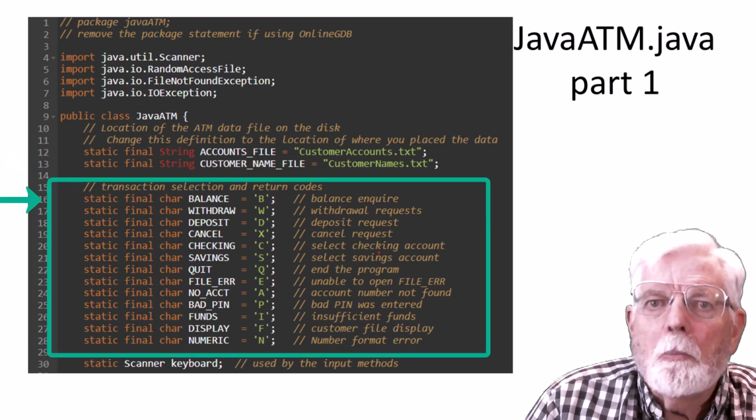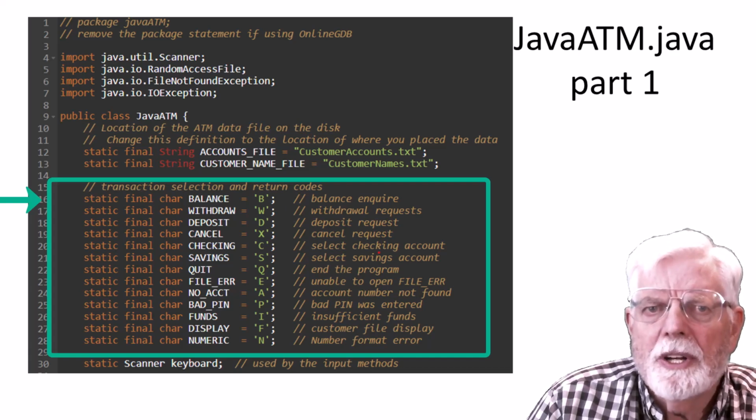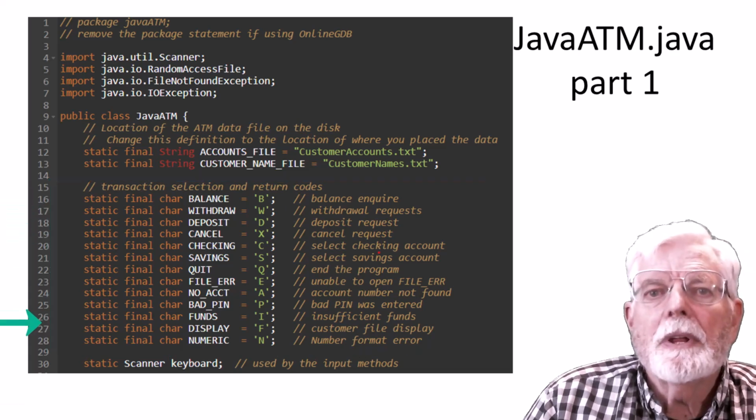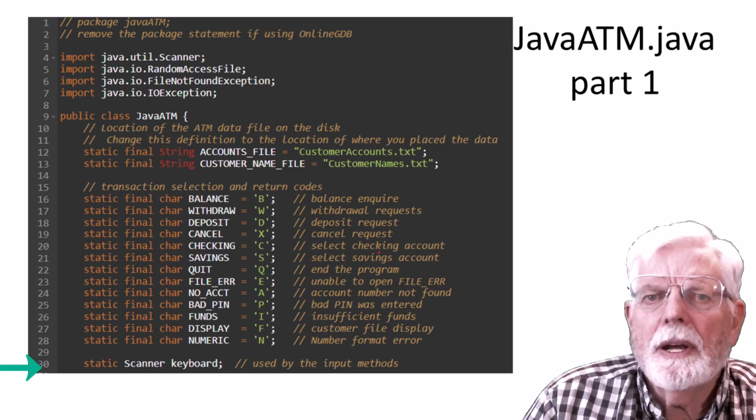Then there are some more declarations of constants. I'm using these to define the characters used for the various transaction selections. Additional constants are used to define the return codes for the method subroutines. I named the scanner object keyboard. At this point in the program, keyboard is only a reference that will hold a scanner object when it gets instantiated by the new operator.